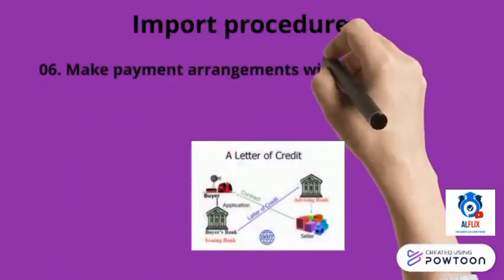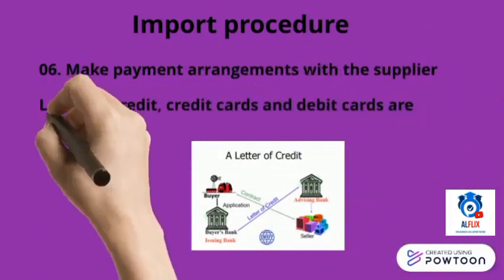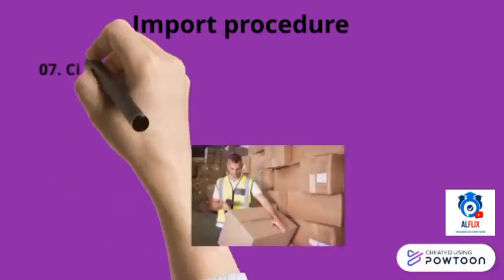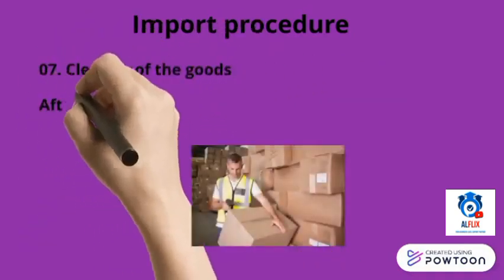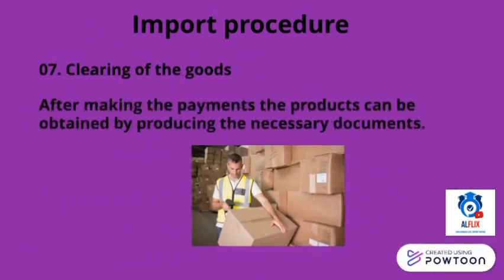Make payment arrangements with the supplier. Letter of credit, credit cards, and debit cards are used for making the payments. Clearing of the goods. After making the payments, the products can be obtained by producing the necessary documents. We'll look into the necessary documents later.